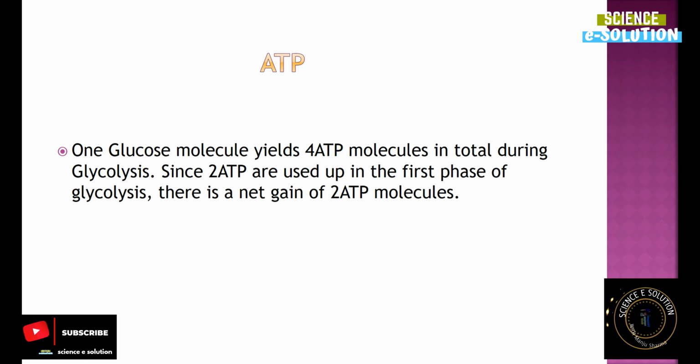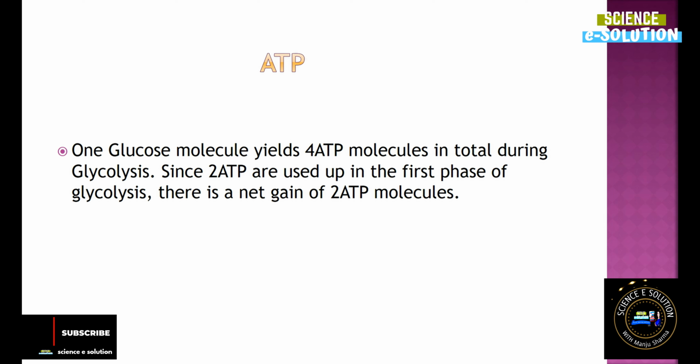But this producing more of the energy and entering citric acid cycle takes place in aerobic organisms only. For anaerobic organisms, glycolysis is the only way to generate energy. So ATP molecule, you can see here one glucose molecule after the glycolysis reactions yields 4 ATP molecules in total.